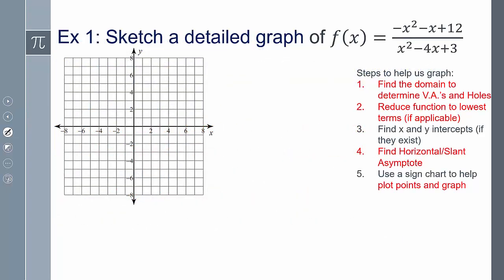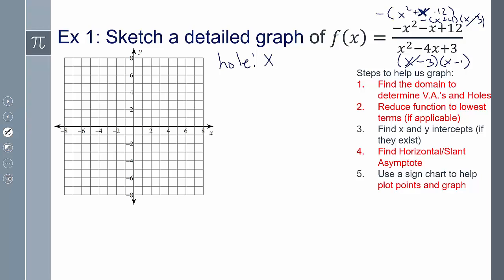Okay, so let's determine our vertical asymptotes and holes. Now to do that, we should factor. So this bottom one factors into x minus 3 and x minus 1. Now the top I can factor out a negative. And so then that should factor into negative x plus 4 x minus 3. Now the x minus 3's cancel out, so that tells me that's a hole.